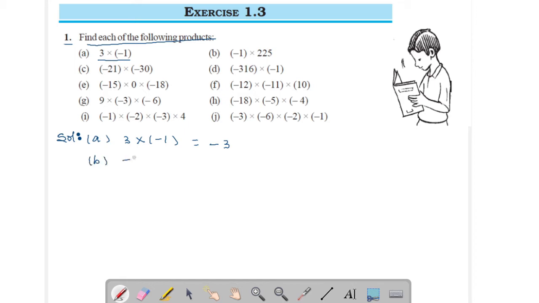Minus 1 into 225. What will be your answer? It will be minus 225. Now C part.